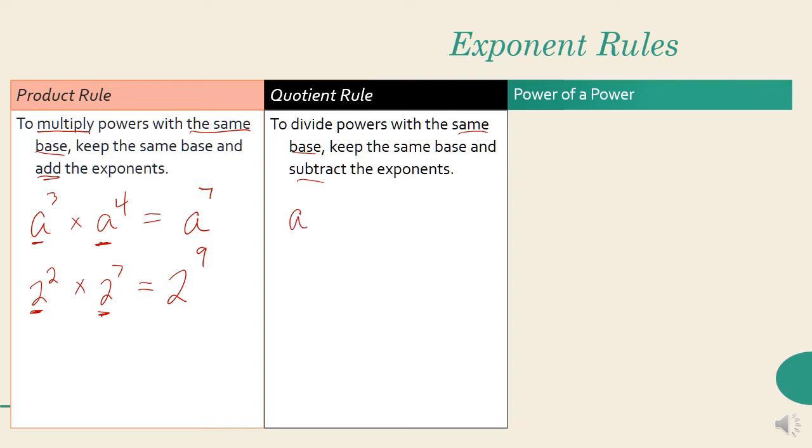A to the exponent 8 divided by a to the exponent 5. First thing you're going to check for, is the base the same? It is. They're both a.